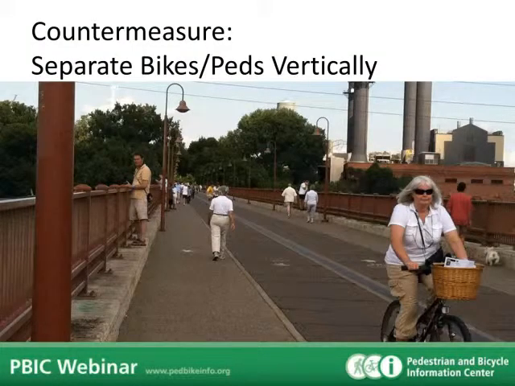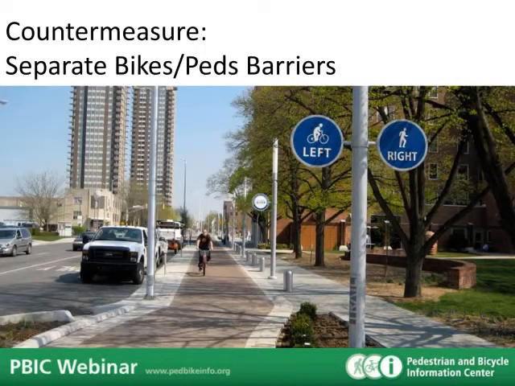Another way of separating bicyclists and pedestrians is to do it vertically. In this case, there's a little bit of a curb between the center area where the bicyclists go and the walking area. You'll notice this one has a pedestrian walking area on both sides. And again, both sides provide a view of the water, and so you're going to find that pedestrians are drawn to both sides of this bridge.